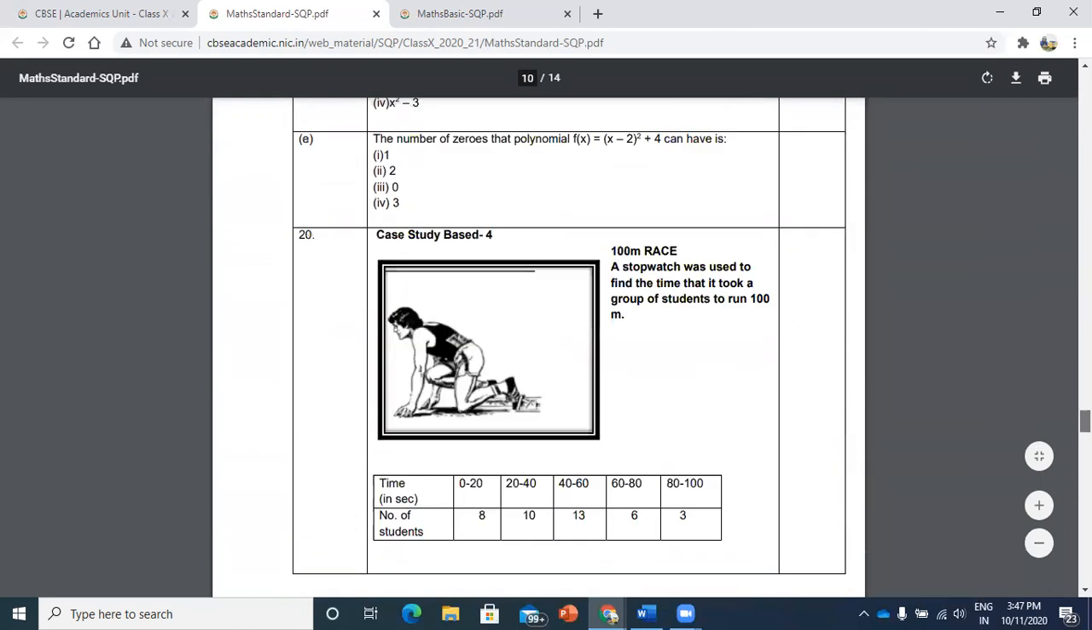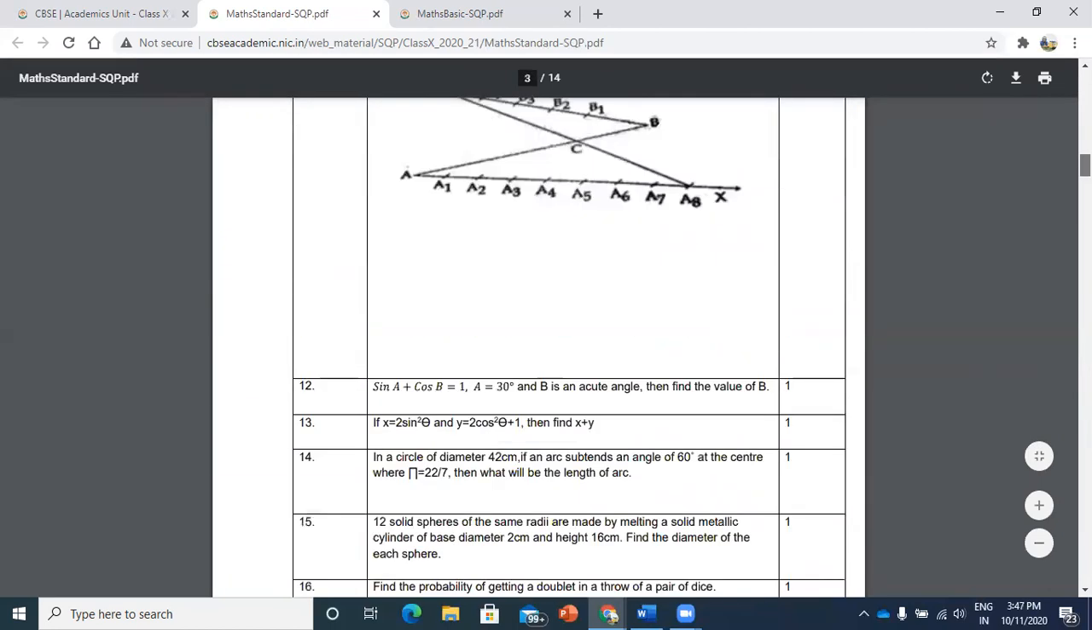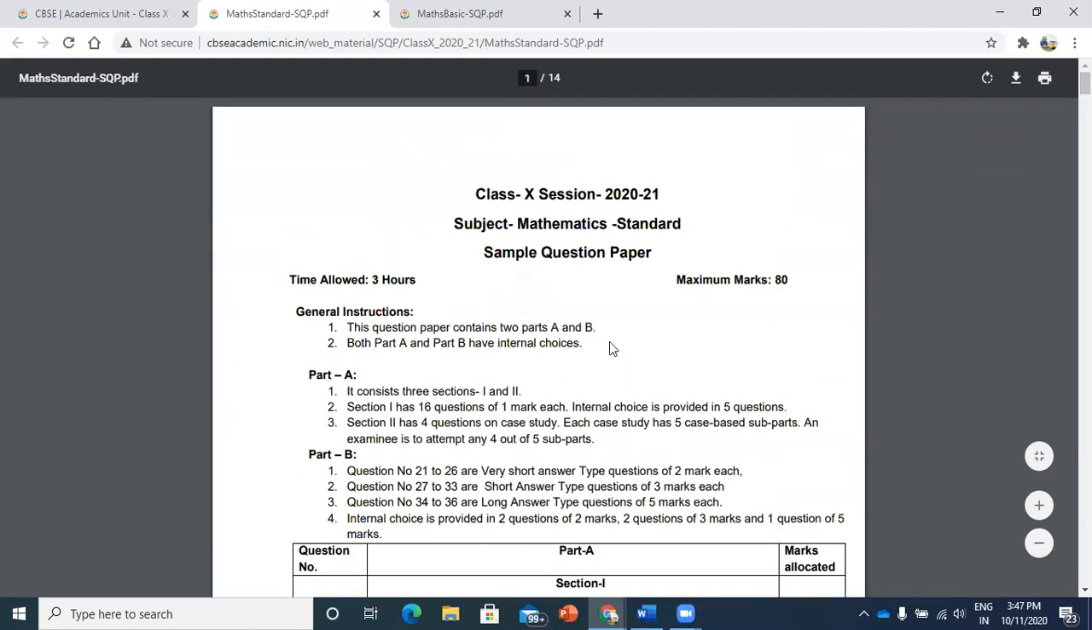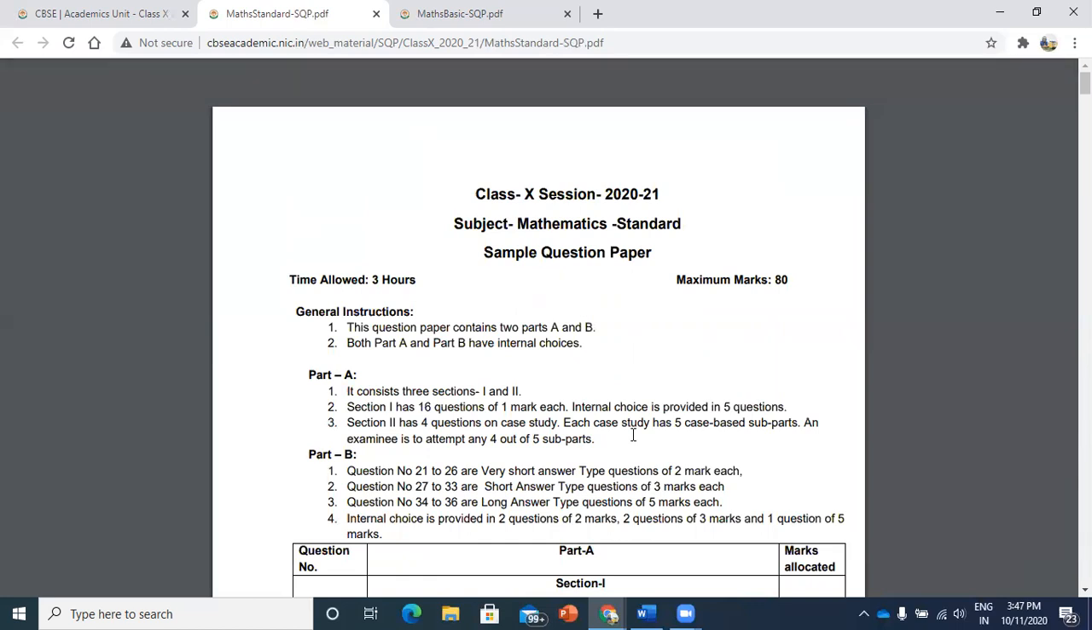So 32 marks is objective or 1-mark questions, you can say, and 48 is detailed. So this is the format they have given. The first 20 questions, including the case studies with the subparts, carry the 32 marks: 16 marks of direct 1-mark questions, and 16 of case studies. So that's 32. Then 21 to 26, that is 6 questions of 2 marks, that is 12 marks here. And then 27 to 33 are 3 marks, and 34, 35, 36, the 3 questions of 5 marks.